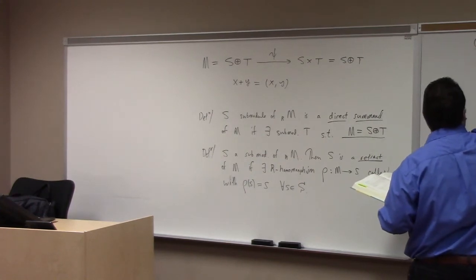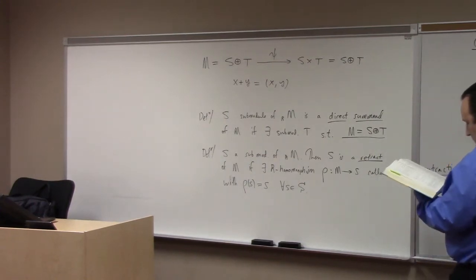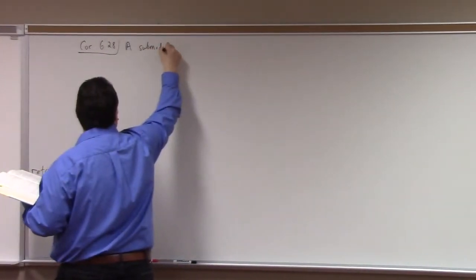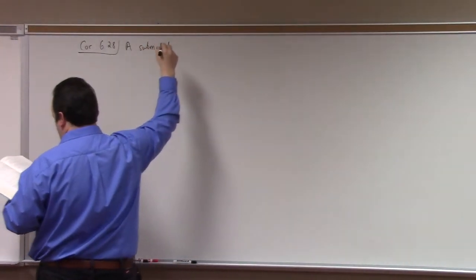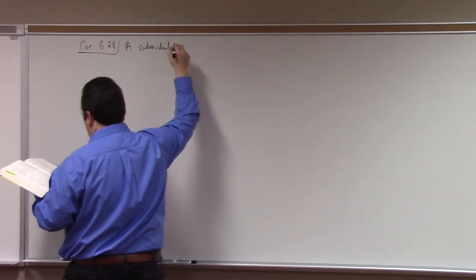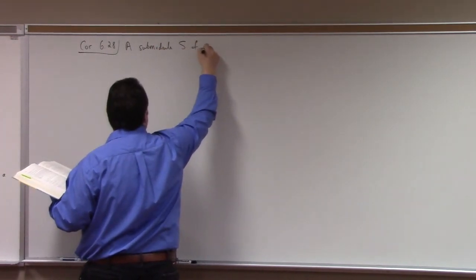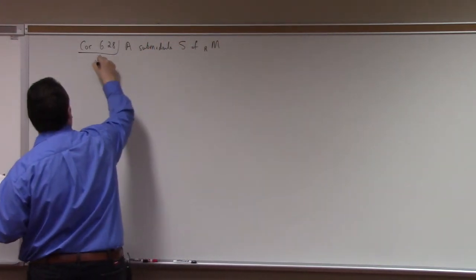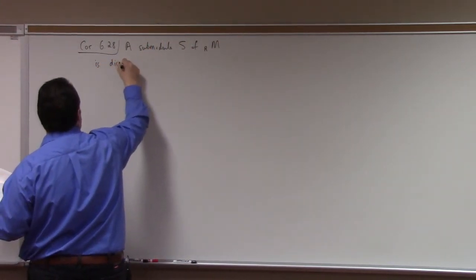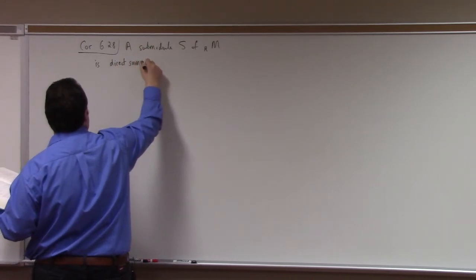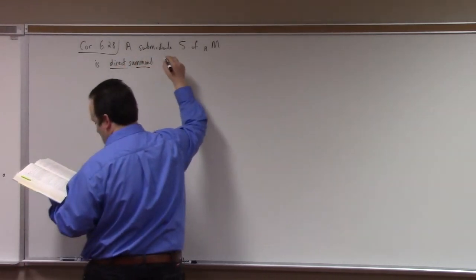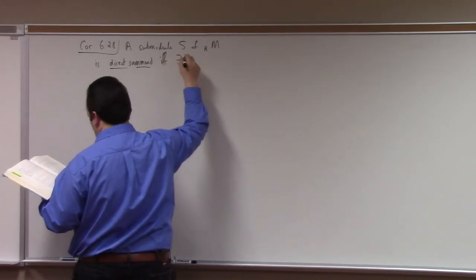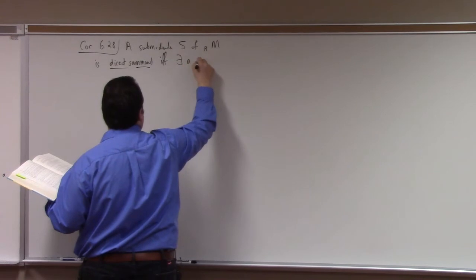Corollary 6.28 says a submodule S of a left module M is a direct summand if and only if there exists a retraction.